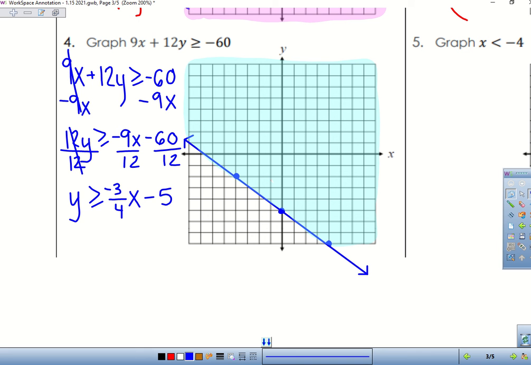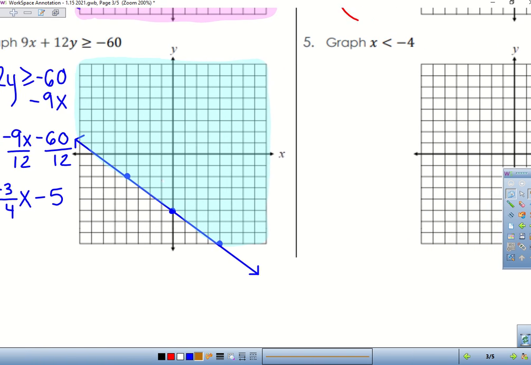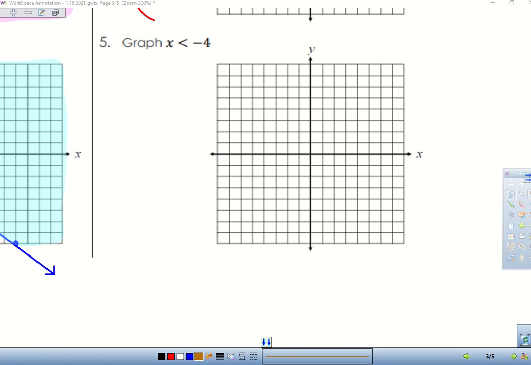Alright. Let's go ahead and try number 5 then. So number 5 is actually an inequality that represents what we would call an undefined line. It's not a horizontal line, but it's actually a vertical. So I want you to think of it as how we would graph the line x equals negative 4. That's how you graph the line portion of this.